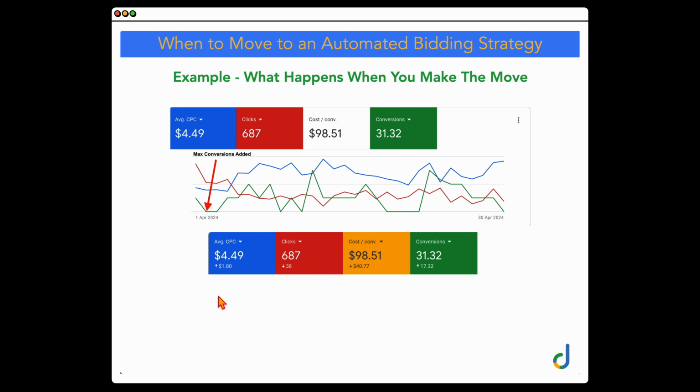And you can see that yes, we saw a massive increase in our CPC. So it went from below $3 to up to $4.50. But look at the conversion metrics. Our cost per conversion went down from over $100, $130 down to $98.28. And then we also saw far more conversions, going up from about 15 or 16 up to 31. So it was a higher CPC, but also more conversions.